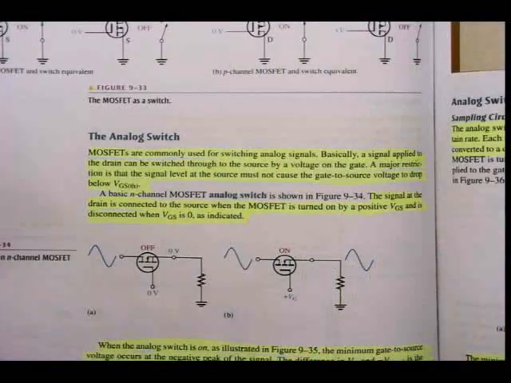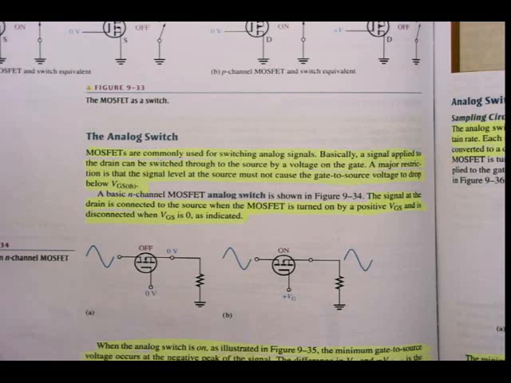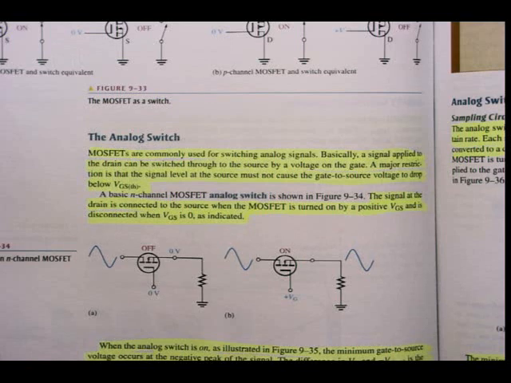But important, that last paragraph at the bottom of the page, please underline that. In connection with figure 9.35, what I've just shown you, but we will have a look at it again. When the analog switch is on, as illustrated in figure 9.35, the minimum gate to source voltage occurs at the negative peak of the signal. The difference in VG and minus V peak out is the gate to source voltage at the instant of the negative peak and must be equal to or greater than VGS threshold to keep the MOSFET in conduction. So please take note of that.